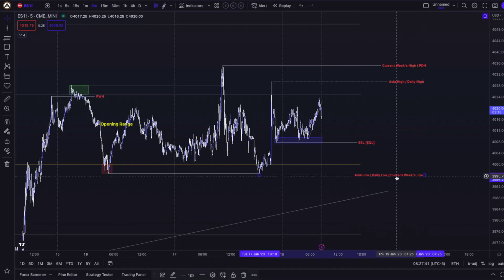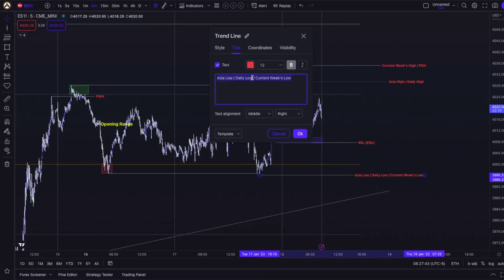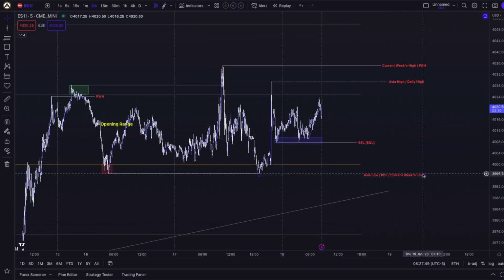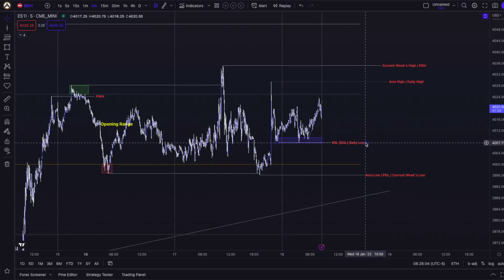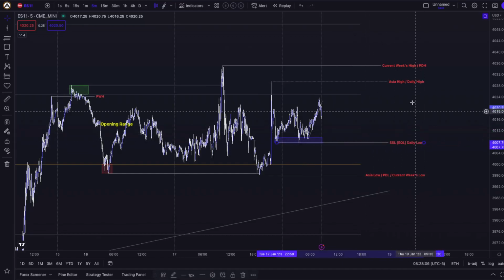Let me draw this up. Asia low. This is not our daily low. This is our previous day low. And at the same time, our current week's low. We have sell side liquidity right here with equal lows. And for today, yep, this is actually our daily low right here as well. So we have our range right here for the day.